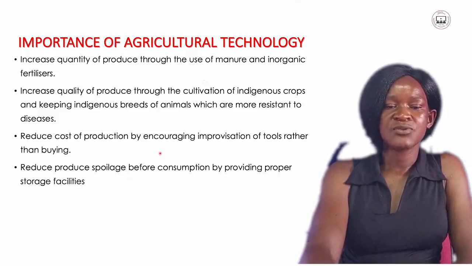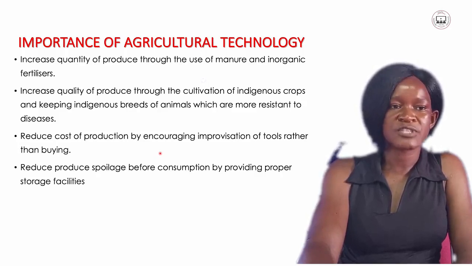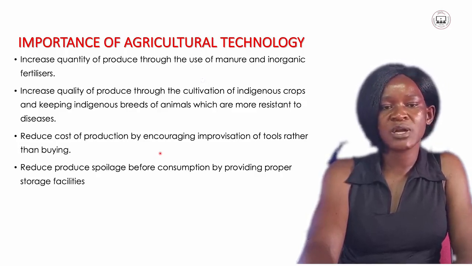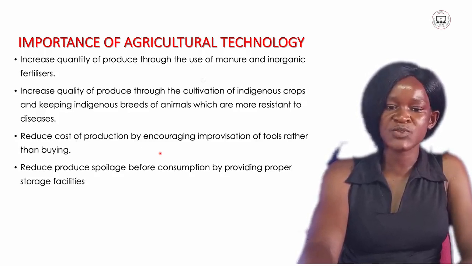Another importance is that it reduces produce spoilage before consumption by providing proper storage facilities. Under agricultural technology, we have also mentioned the use of farm structures. Those farm structures help to keep the produce safe. Therefore, that will reduce spoilage of produce before consumption. And also, on the same agricultural technology, there is the formulation of agricultural chemicals, for example pesticides, which will keep those produce safe from being spoiled.